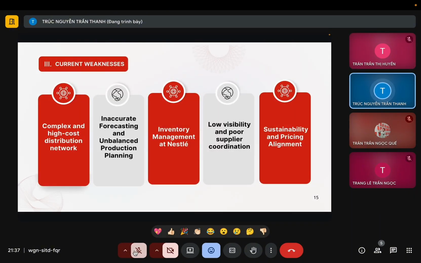So let's work out the current fitness of Nestlé. We have 5 problems here. With the first one, we have a complex and high-cost distribution network. The next one is inaccurate costing and unbalanced production planning. The third one is inventory management. The next one is low visibility and poor supplier coordination. And the last one is sustainability and pricing alignment.